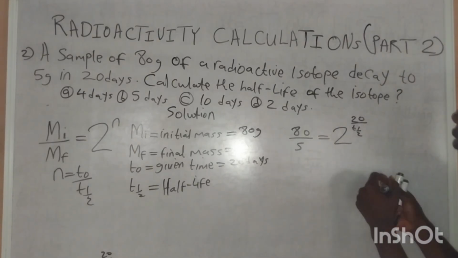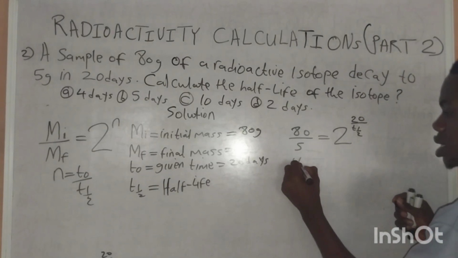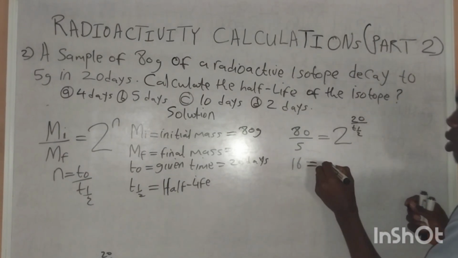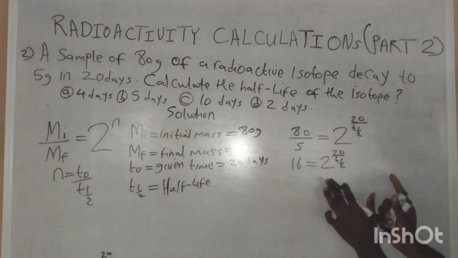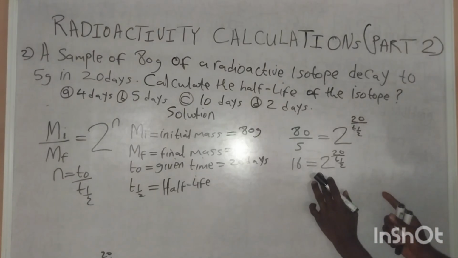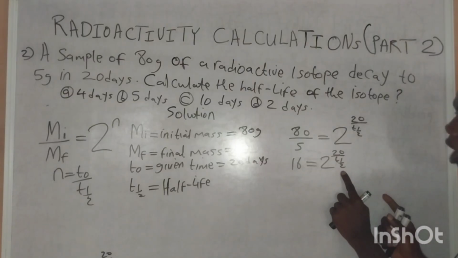Now, 80 divided by 5. Please take note that 80 divided by 5 is 16. So 16 equals 2 whole number raised to 20 over T half. So please take note of this. Because 16 equals 2 whole number raised to 20 over our half-life.